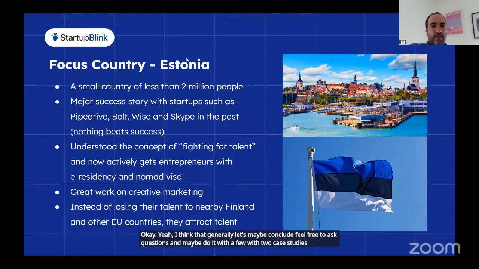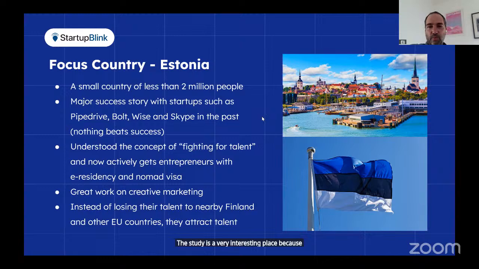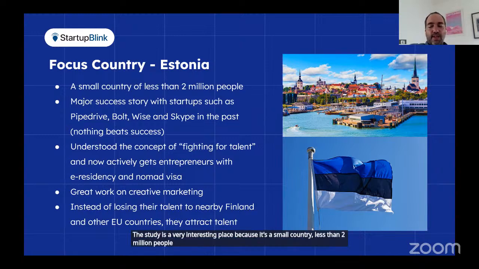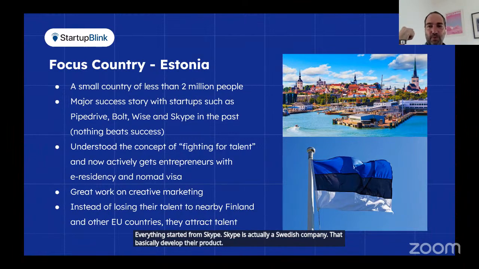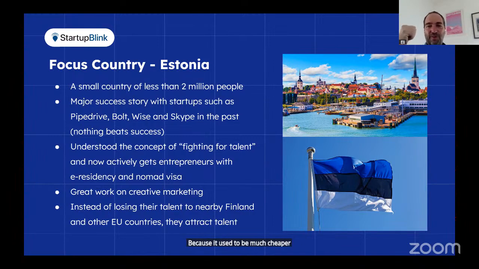One is Estonia. So Estonia is a very interesting place because it's a small country, less than 2 million people. They have managed to create a major success story. They have a few major success stories: Pipedrive, Bolt, Wise, Skype. Everything started from Skype. Skype is actually a Swedish company that basically developed their product in Estonia because it used to be much cheaper. Estonia is extremely good in marketing. I truly admire their ability to promote an ecosystem.